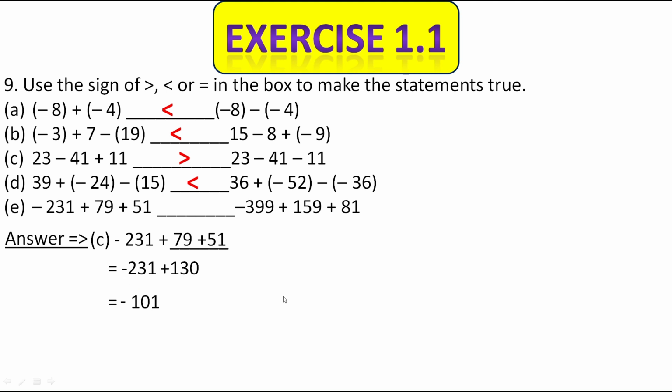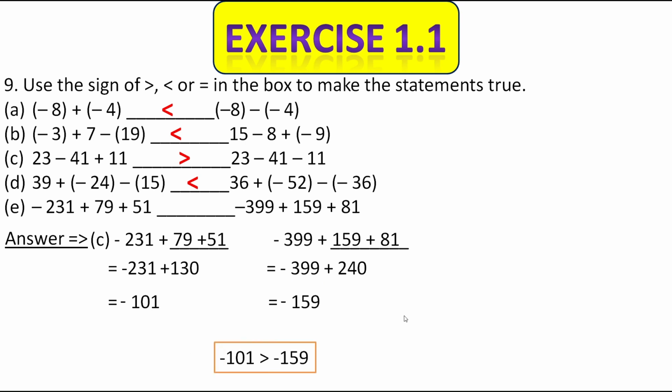Okay. Now let's solve this one. Minus 399 plus 159 plus 81. Now we will keep this minus 399 as it is, and we will solve these two. As both of them have the plus sign, we have to add up. 159 plus 81 is equal to plus 240. Okay. Now here both of them have different signs, so we will subtract. 399 minus 240 is equal to 159. Okay. Now here the bigger number is 399, so we will give a minus sign to the answer. Now when we compare these two, we understood that minus 101 is greater than minus 159, because they have a minus sign.